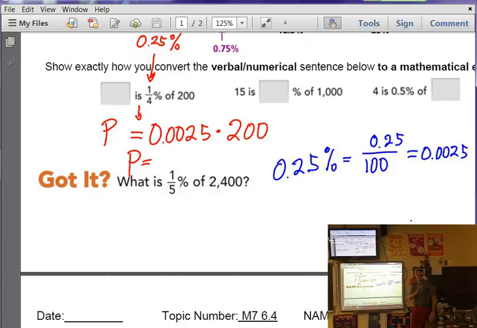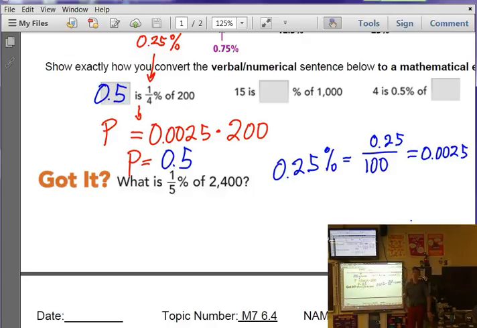So let's break this up. Actually, we can do this in our heads. What would 1% of 200 be? Well, percent tells me divide by 100, so 1% is 2. A fourth of 2 is a half. Oh, I got it right. Wait, I got it right then.